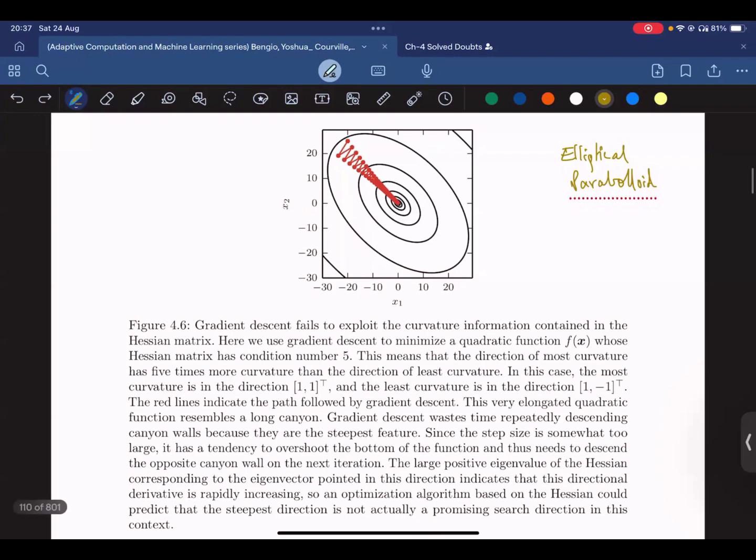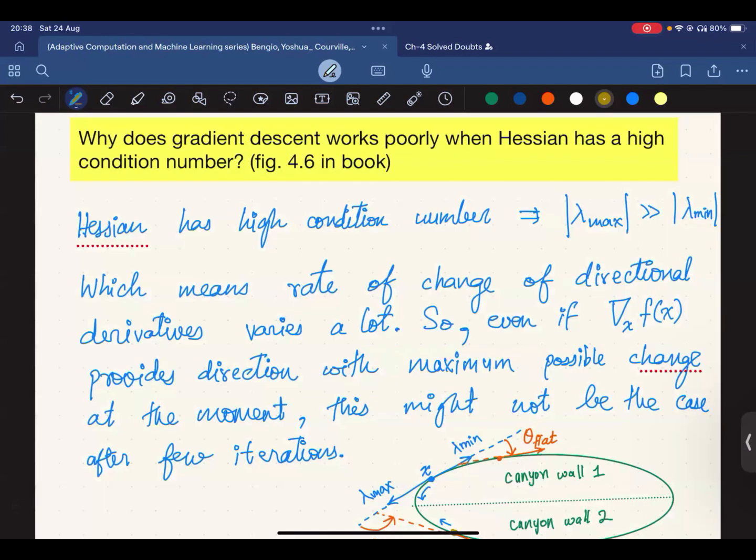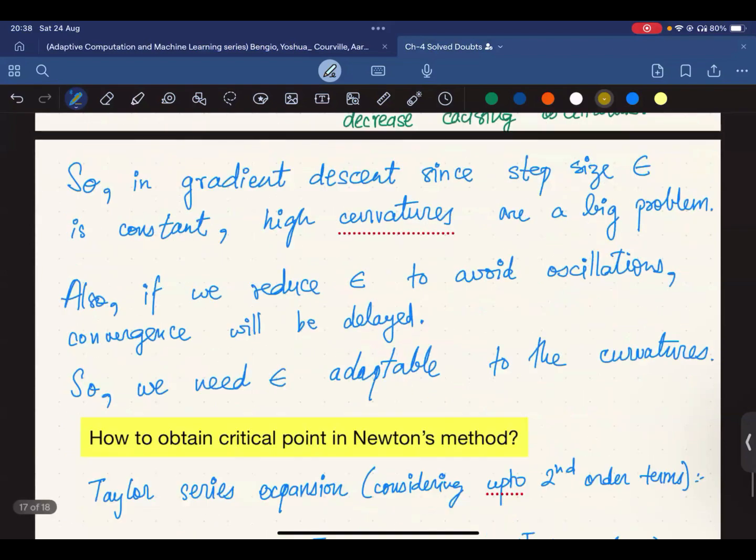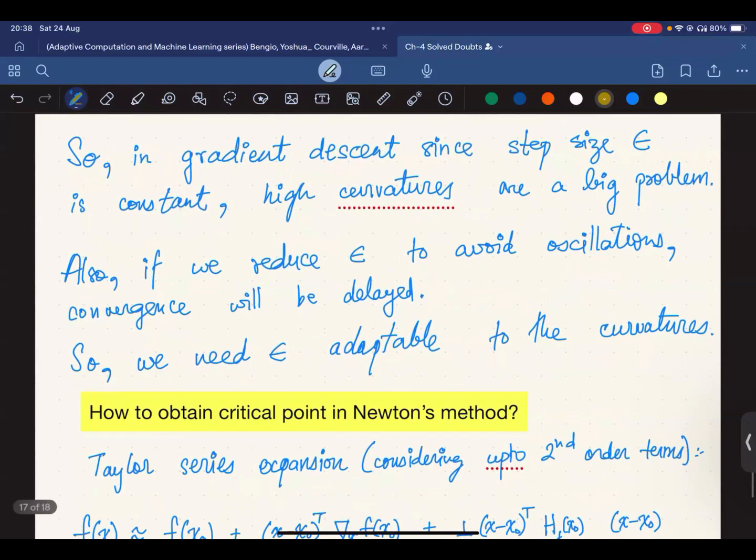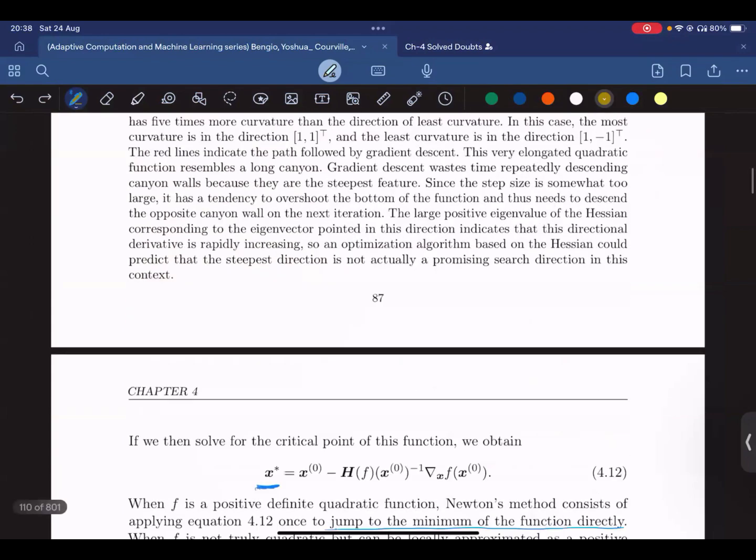But this is a good example showing that gradient descent fails where there is a difference in curvatures in the function. So this is the reason the author discusses Newton's method.